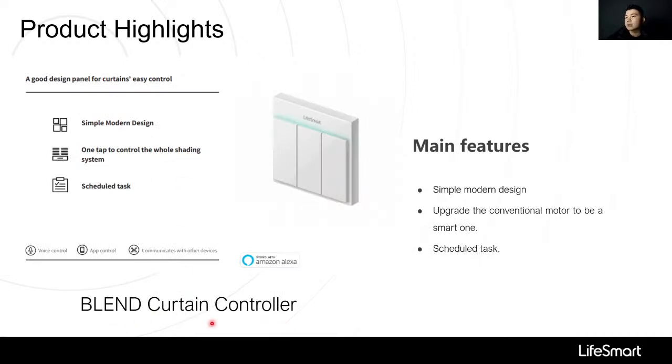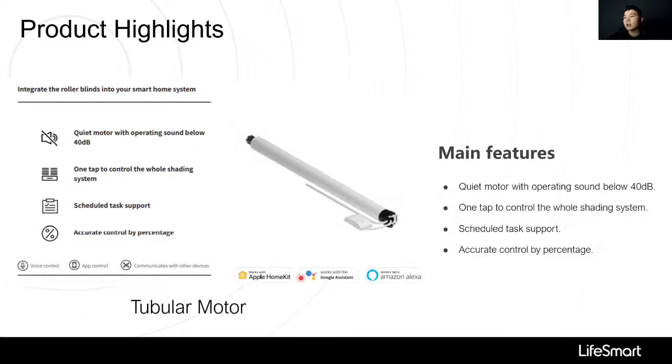Next, the second controller, blend curtain controller. Its main features are as follows. First, as you can see, it's a simple modern design. You can understand it as a switch with flowing light here. Then upgrade the traditional motor to be a smart one and also support the scheduled task. It can also work with Amazon Alexa.